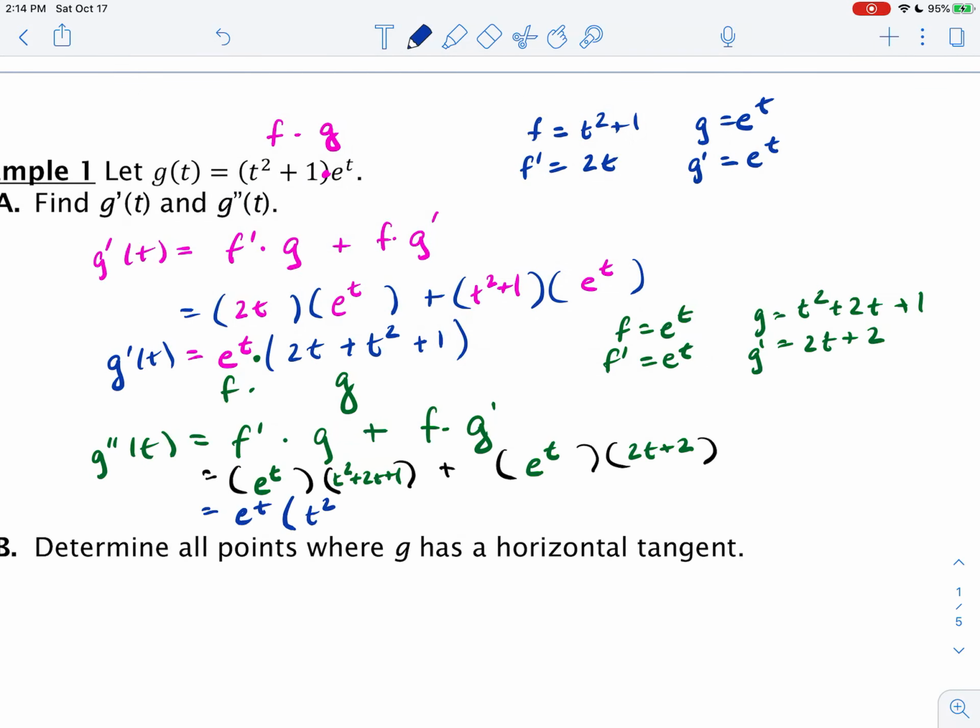And I'm left with t squared plus 2t plus 1, and then plus 2t plus 2, and I can simplify that by collecting like terms, and I end up with e to the t times t squared plus 4t plus 3. Good.